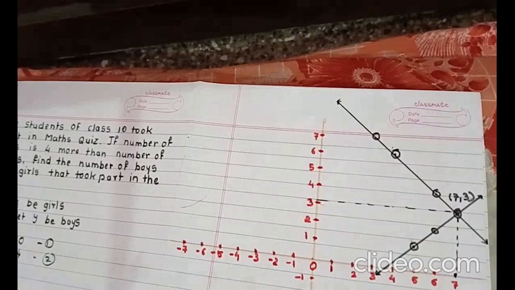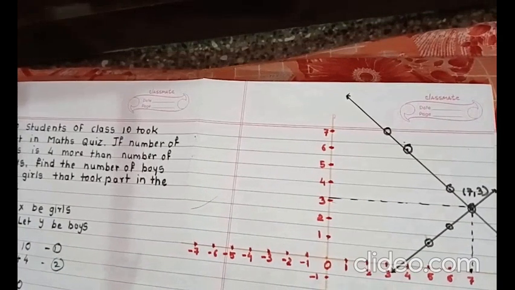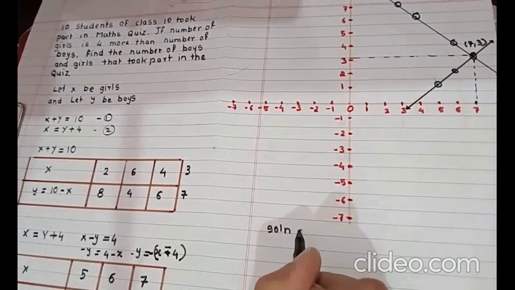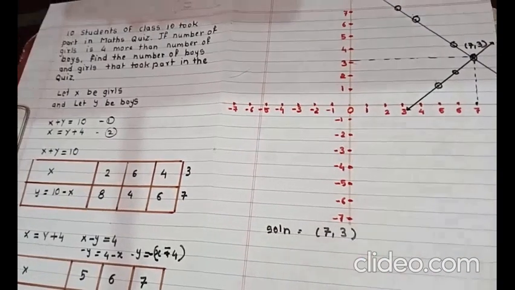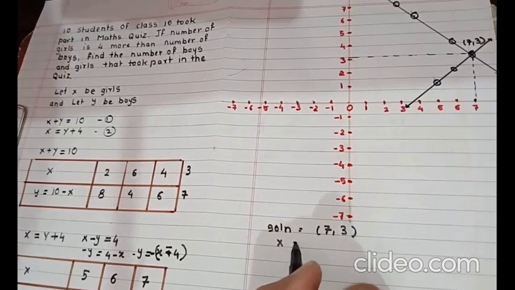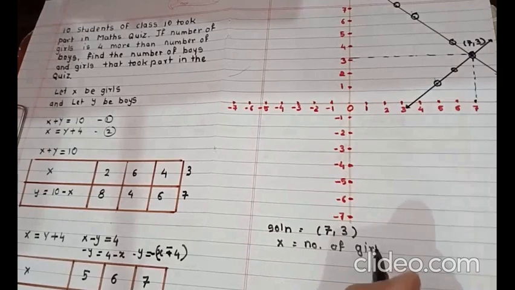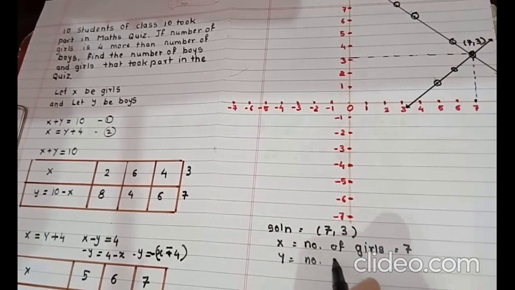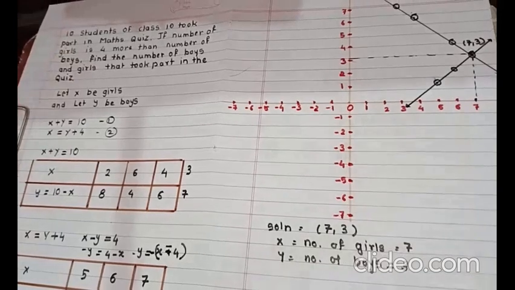This is our solution for the first question. The solution will be: number of students, that is x, is equal to number of girls, 7, and y, that is number of boys, 3.